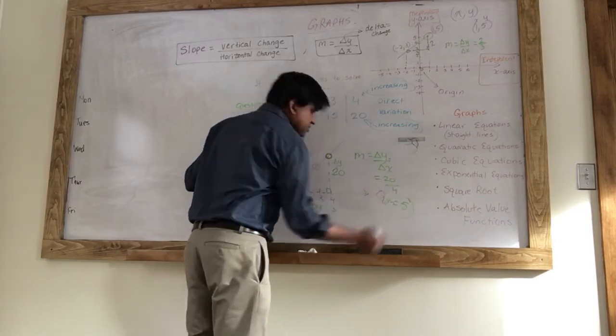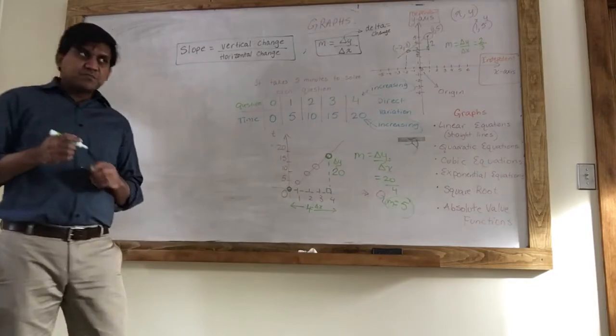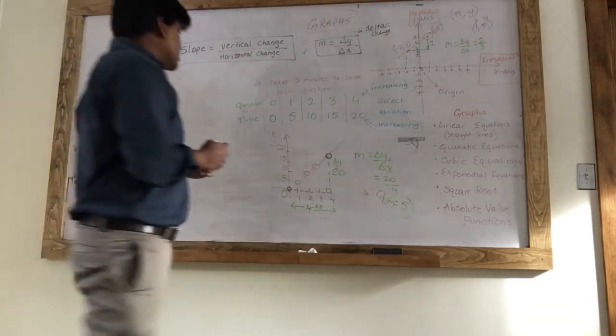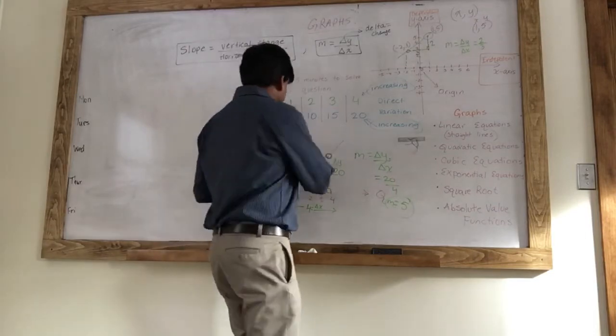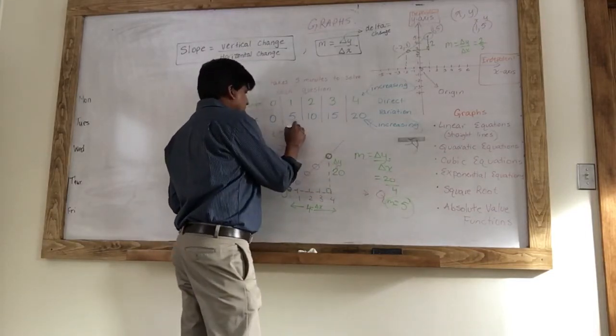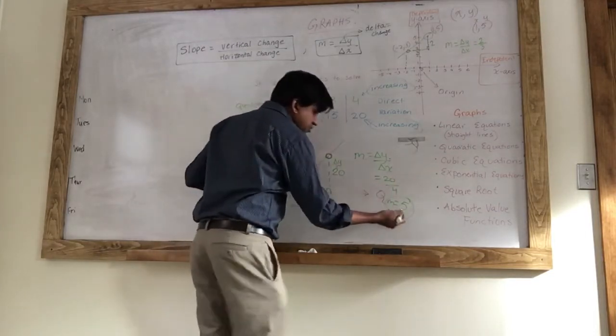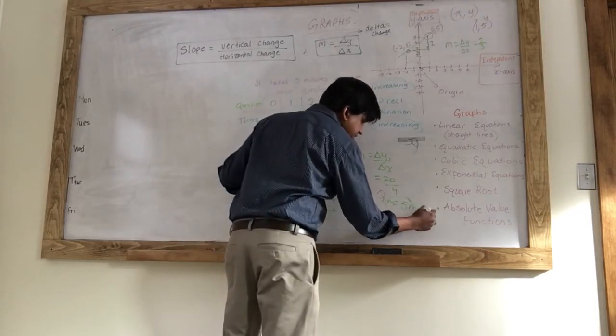That's my slope. And how can I get the units? Right? I'm getting 5 minutes because this is in minutes. I'm dividing the minutes by the questions, so it would be 5 minutes per question.